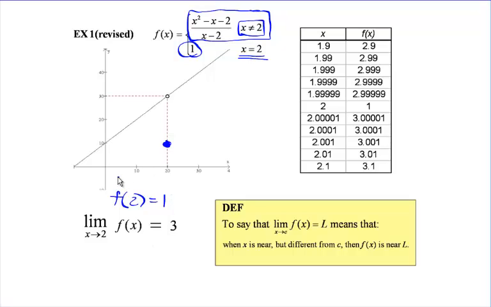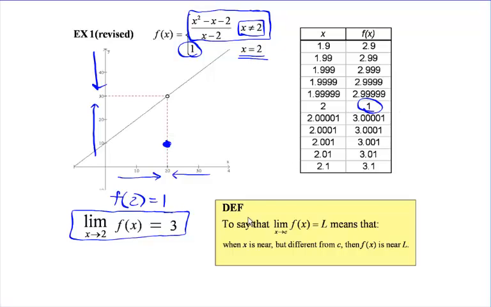We can see as we approach values of 2 from the left and values of 2 from the right, the same thing is happening as was before. Our outputs are approaching 3 from below and 3 from above. So the limit still exists and the limit is still 3. So now we have a well-defined function at x equal 2. We have an output. Does that change the limit? No.